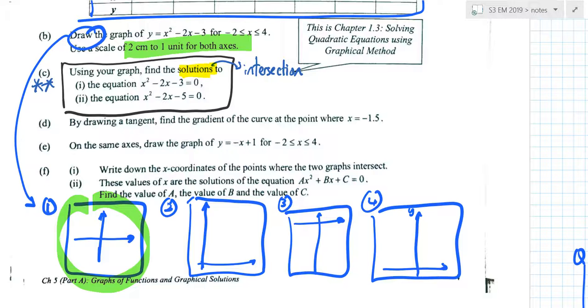Now intersection means I'm looking at a curve and a line, and I'm looking at the true value.